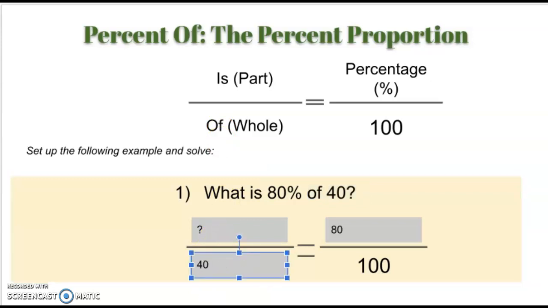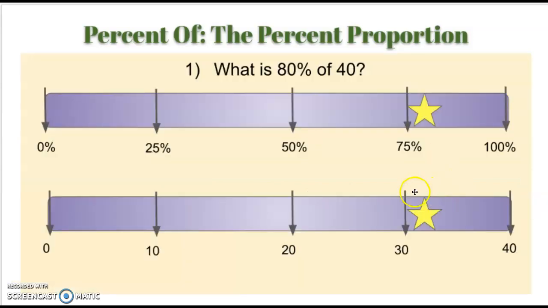And now we have a proportion that we can solve. So we're going to cross multiply 40 times 80. Then we're going to divide by 100. And that should give us 32. Now let's go back here. Does 32 make sense? Yeah, it does. So that would be our answer.